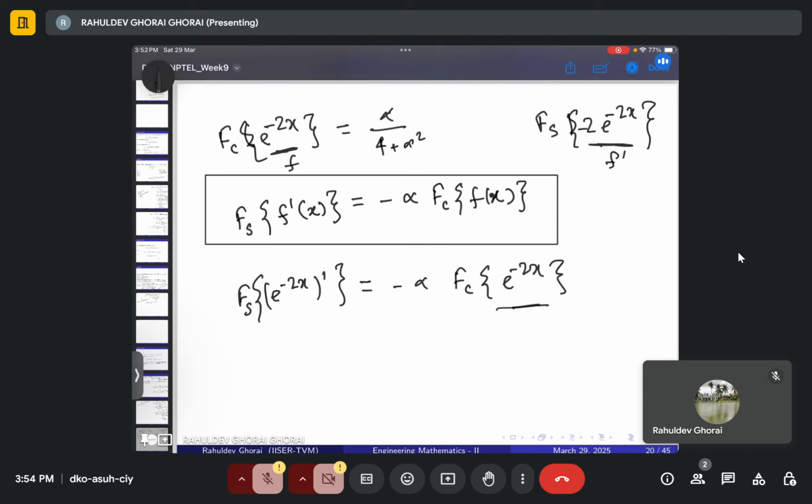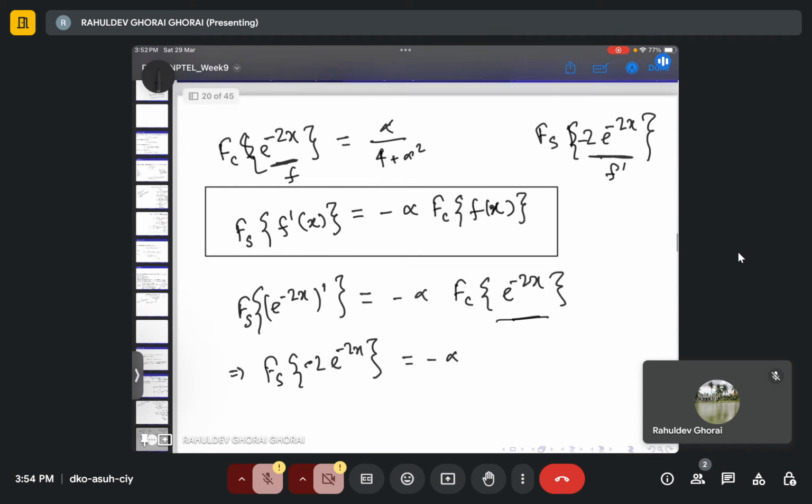You know this, right? And this is nothing but Fs of minus 2 e to the power minus 2x equal to minus alpha times Fc of this, which is given by alpha over 4 plus alpha square. That is nothing but minus alpha square over 4 plus alpha square. Right?